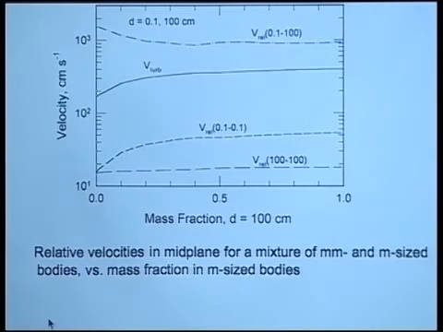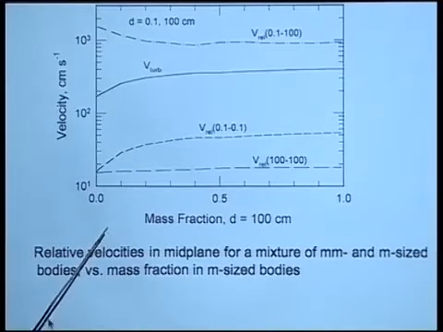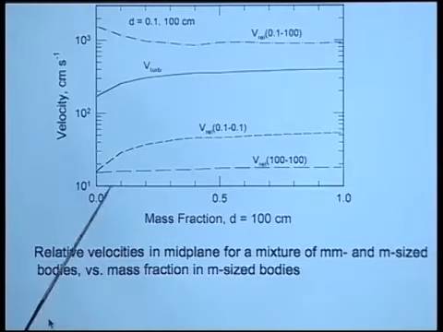And you can look at the velocities, first of all, between these particles. And this now is a system of millimeter and meter-sized particles where I'm just varying the mass fraction here that is in the meter-sized particles. So over on the left here we have all millimeter-sized particles. Over here nothing but meter-sized, and in between we have a mixture.